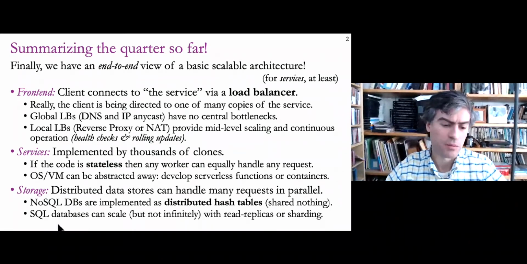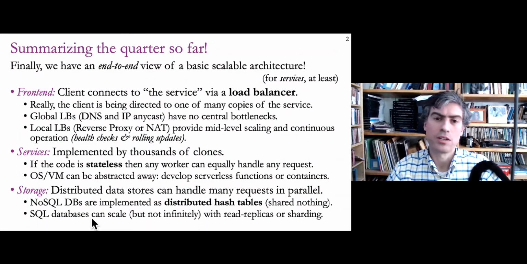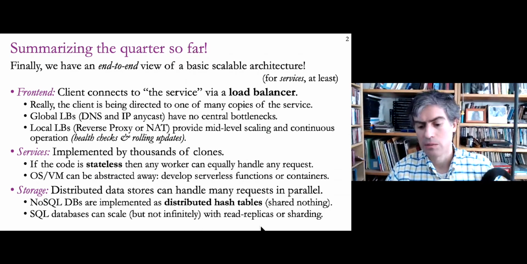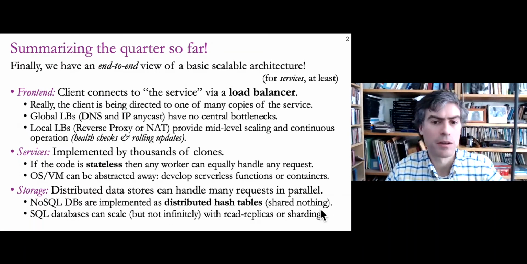SQL databases have some advantages in terms of the lack of duplication and consistency and the ability to support transactions. And you can scale them to some degree using read replicas for the reads, or if you need to scale the writes, you can do sharding, although that can be a challenge to implement well.